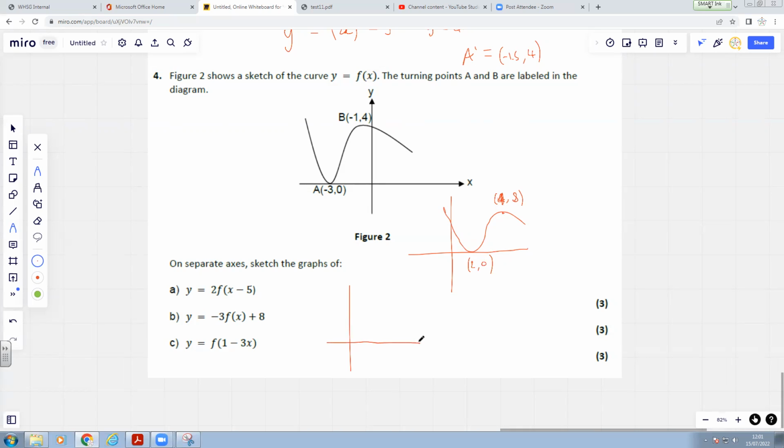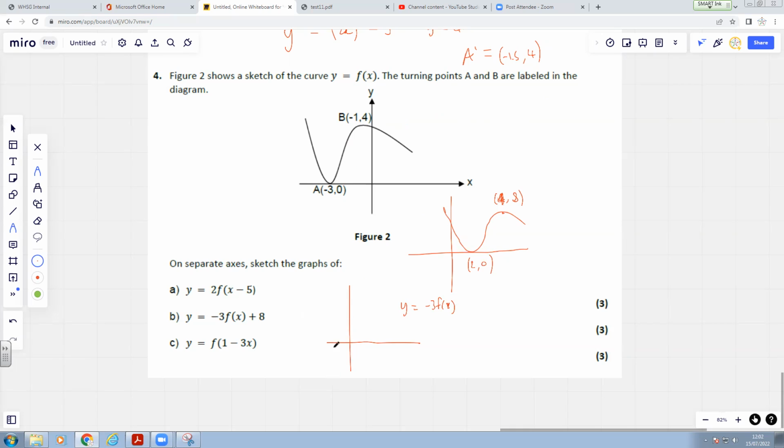Part B, so yeah, that one, well, we need to move it up 8, and also we need to stretch it by scale factor minus 3. Let's build this up slowly, yeah? F of x is here. Once I do the minus 3 f of x, I'm going to do this in 2 goes. First, I'm going to do minus 3 f of x, yeah? Well, that's where we multiply all y coordinates by minus 3, essentially.